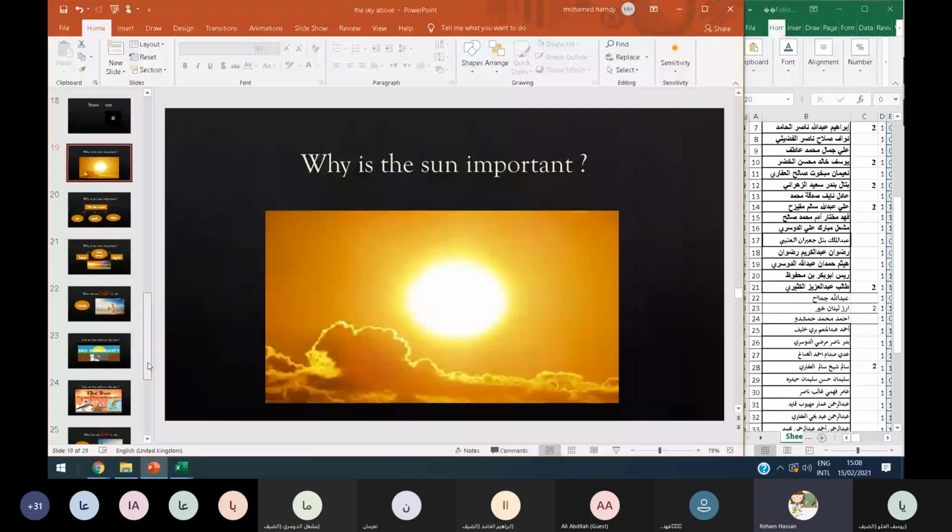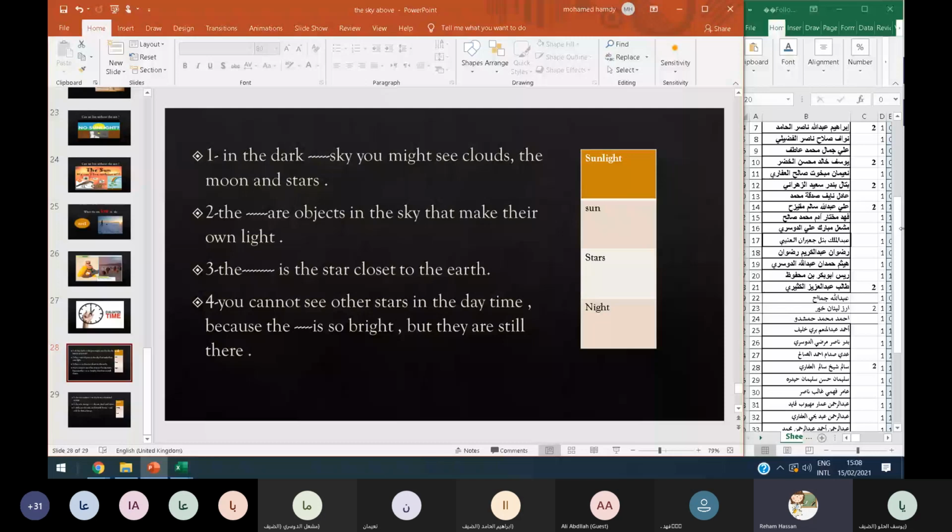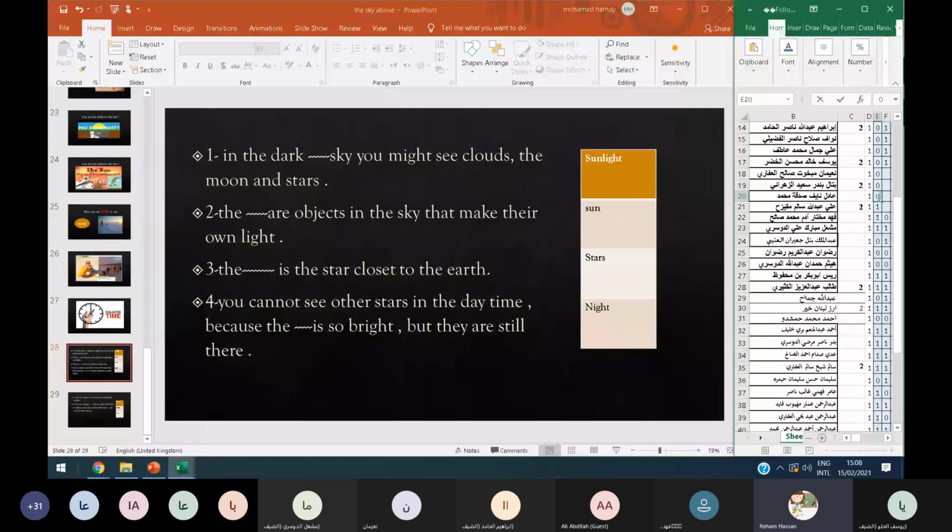Yes, write the sun. But if we finish, now just focus with me. Okay? The evaluation. Where are you, Adil? Yes, Adil. So, Adil, in the dark sky, you might see the clouds, the moon, and stars. So, in the dark day or dark night sky? Night. Yes, night sky. Amazing. Thanks a lot, Adil. Okay.